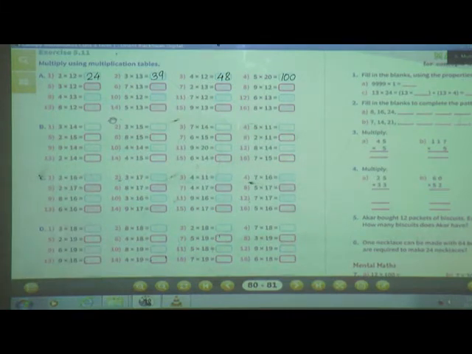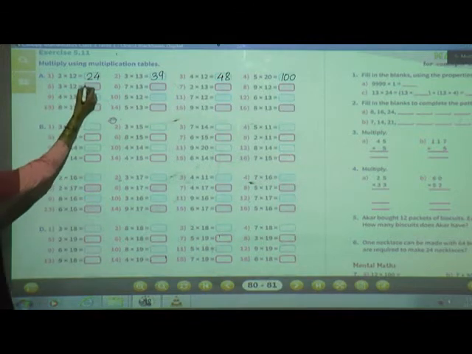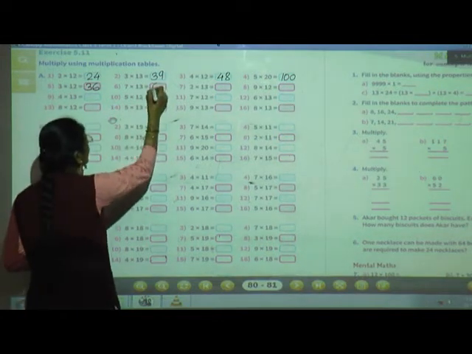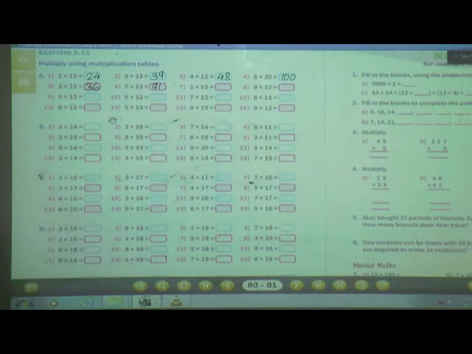Next, fifth one, 3 into 12. Say the table of 12 till 3. 12 threes are 36. So write here 36. What is the next? 7 into 13. Then say the table of 13. 13 sevens are 91. Correct. Write here 91. Next, seventh one, 2 into 13. Say the table of 13. 13 twos are 26.